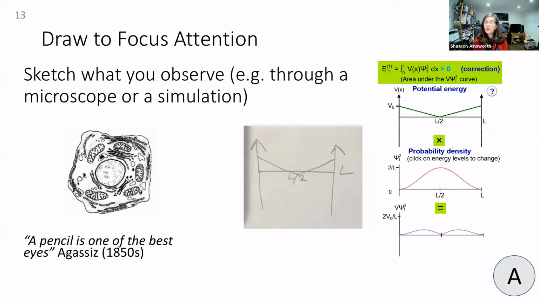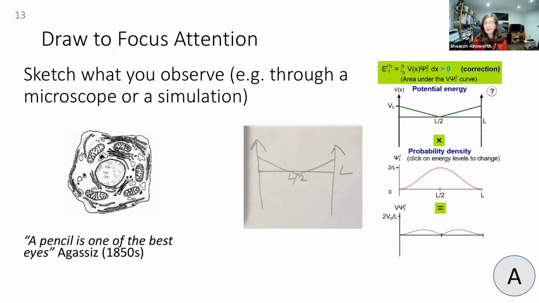We also draw often to focus attention. So, since the 1850s, we've known that a pencil is one of the best eyes. It's a statement from biology and natural history. We know that when people have to look closely at something in order to draw it for themselves, they really have to focus their attention.